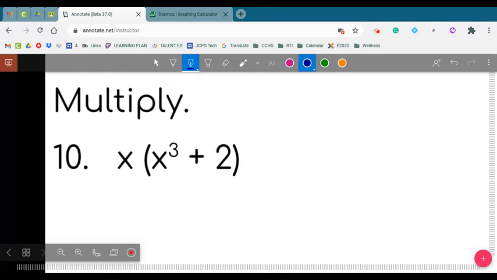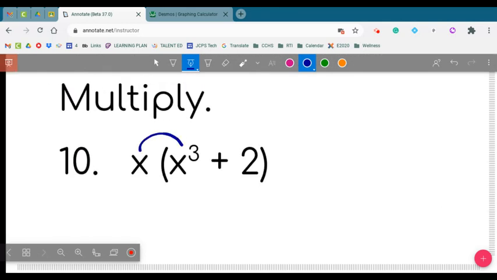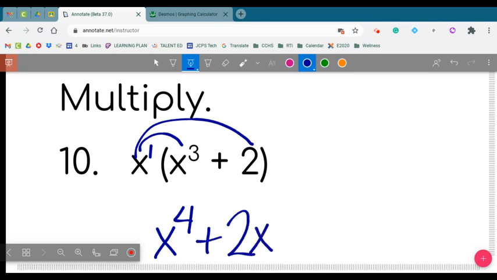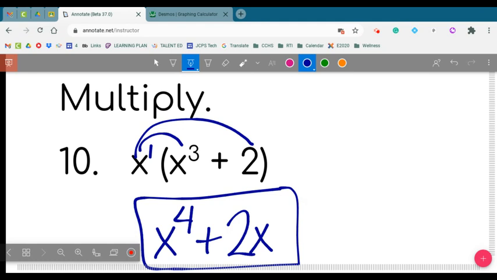So on this first one, we do x times x cubed. We're multiplying like bases, so we add our exponents. So we have a 1 on this, we're going to get x to the 4th. Then we do x times 2. This would be 2x, because I just do 2 times x. And that is my answer.